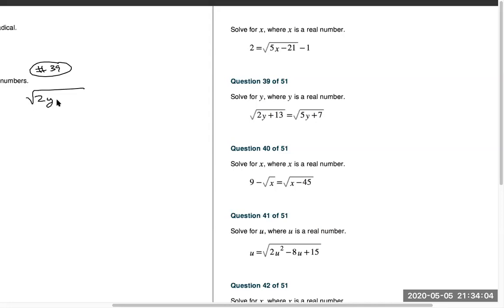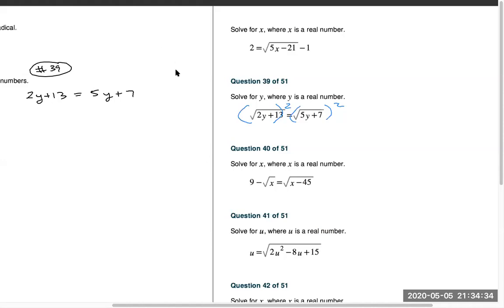Square root 2y plus 13. Actually, I'm not going to write that whole part again. What I'll do is this. Remember, you have a square root on both sides now. Essentially, that means both your radicals are isolated, so that's great. So we're going to square both sides, and that'll be the first step I write. It's 2y plus 13 equals 5y plus 7. So solve for y traditionally.